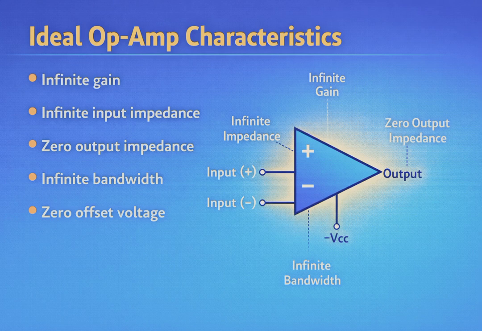Ideal OPAMP characteristics. Now we will discuss the ideal OPAMP. An ideal OPAMP is a theoretical model used for understanding circuits. It has the following characteristics: infinite gain, infinite input impedance, zero output impedance, infinite bandwidth, zero offset voltage. In real life, these conditions are not possible, but they help us analyze circuits easily.